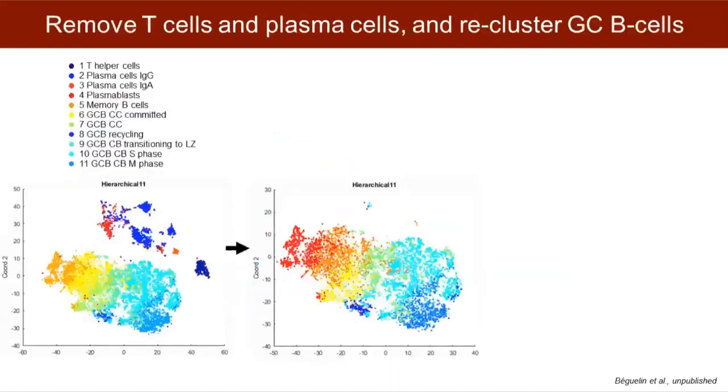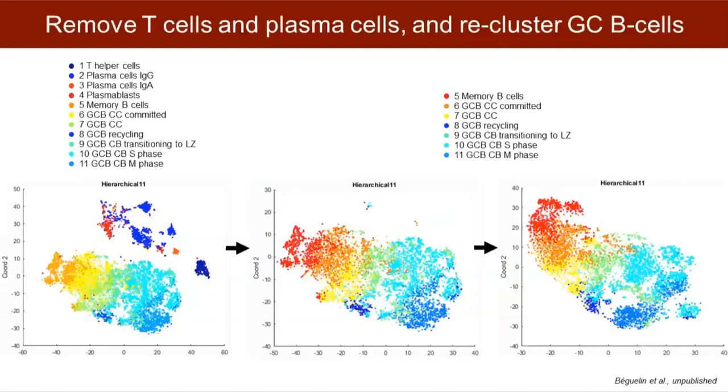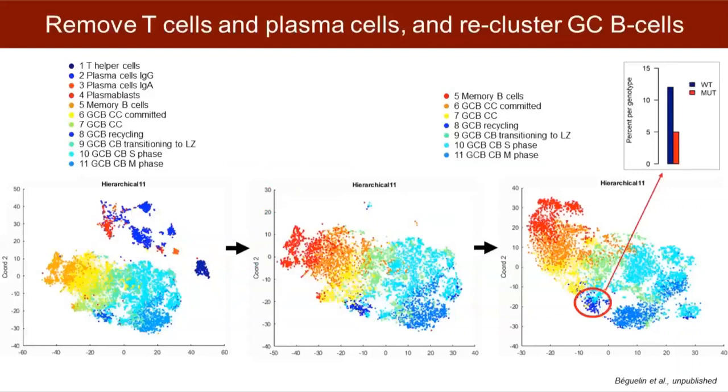Next, we wanted to focus on germinal center B cells. So we removed T cells and plasma cells, and then reclustered the germinal center and memory B cells. Because we observed a clear reduction of mutant EZH2 recycling cells, we decided to investigate these cells further.